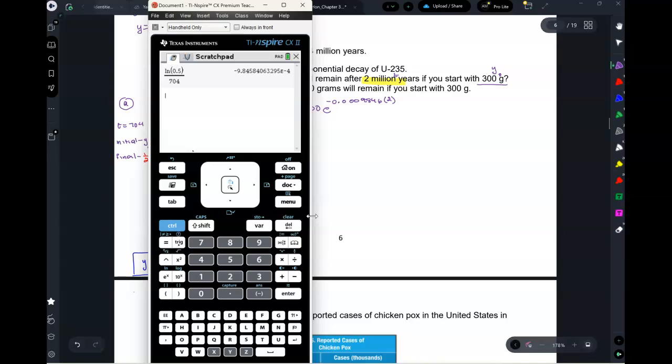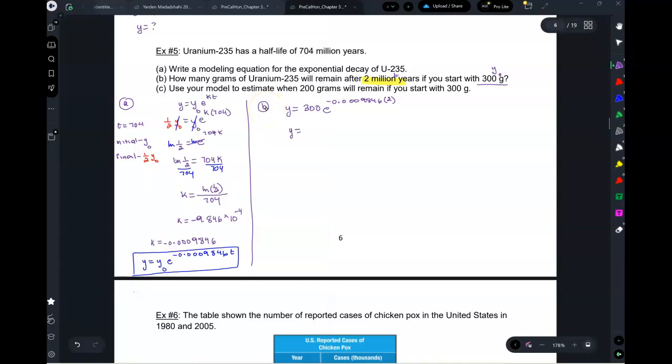We're not going to round. This is going to be 300 e to the power of this number, right? Just press the up button, times, how much was it? 2. And we get 299.4098. So it's 299.410 grams.